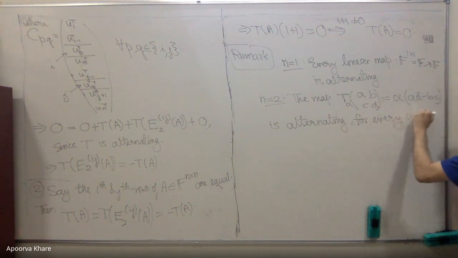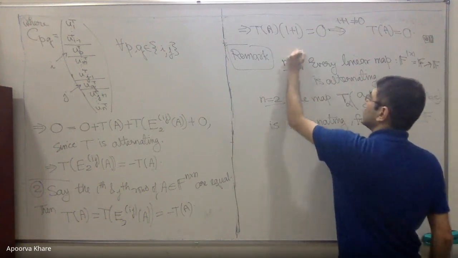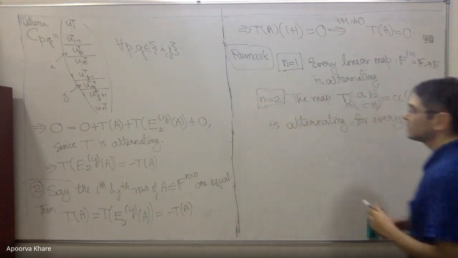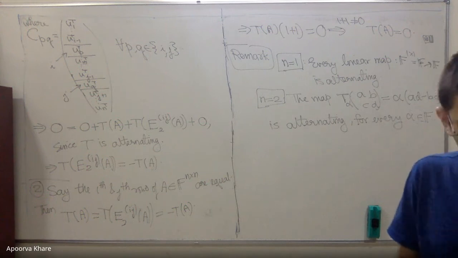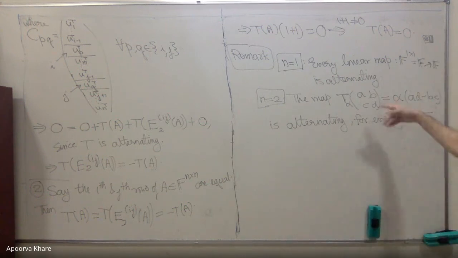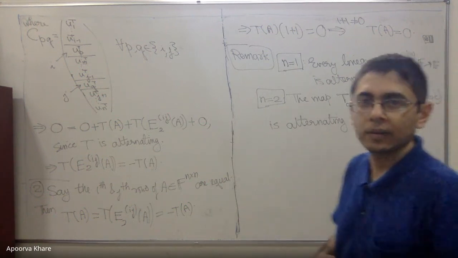For every scalar alpha in the field. Okay, so that is the point of alternating. So now the point is what we are going to say about a determinant. It is one of these maps, for a very specific choice of alpha.